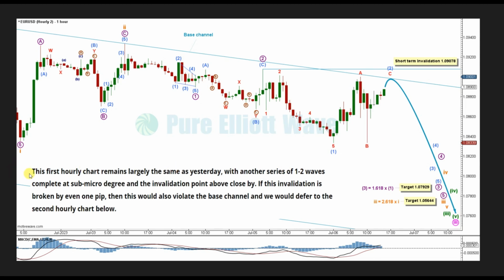And I mentioned in the comments, the first hourly chart remains largely the same as yesterday, with another series of 1 and 2 waves complete at the submicro degree. And the invalidation point above is very close by. If this invalidation is broken by even 1 pip, then this would also violate the base channel, and we would defer to the second hourly chart below.